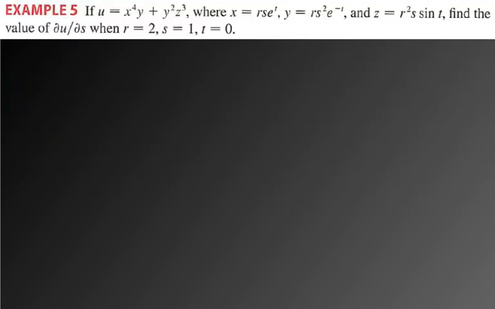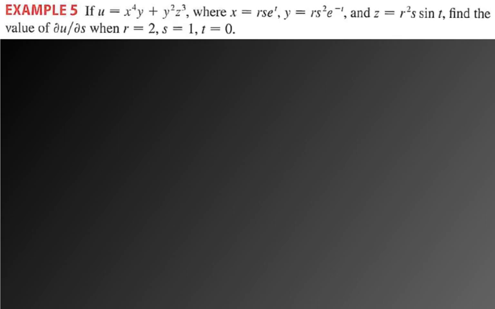So here we got a very messy looking function u, which equals x to the fourth y plus y squared z cubed. And then it says x is rs e to the t, y is rs squared e to the negative t, and z is r squared s sine t. And then it says find the value of the partial of u with respect to s when r is 2, s is 1, and t equals 0.